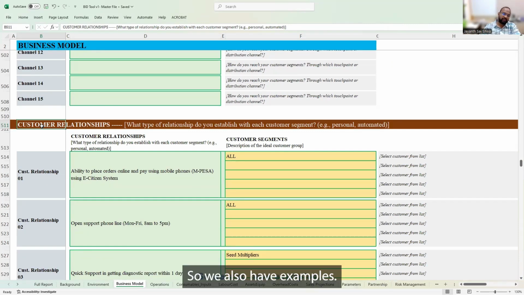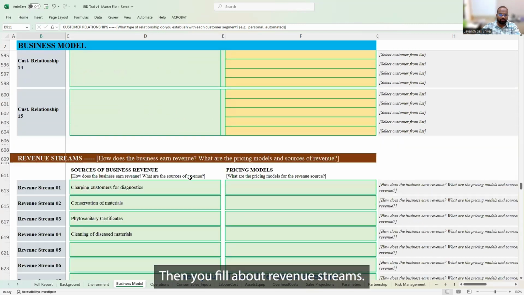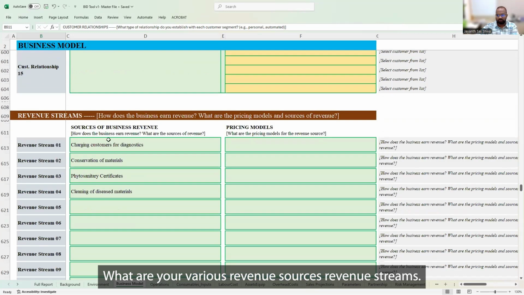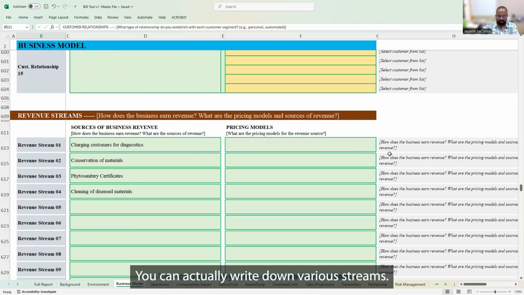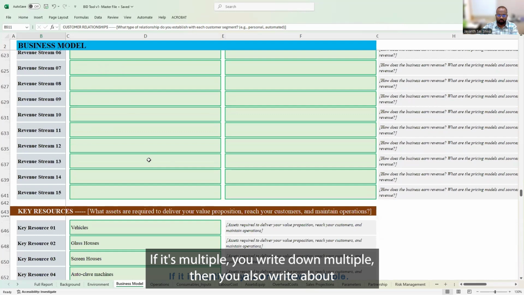So we also have examples. You fill out all these things. Then you fill about revenue streams. What are your various revenue sources, revenue streams? You can actually write down various revenue streams. If it's only one, it is only one. If it's multiple, you write down multiple.